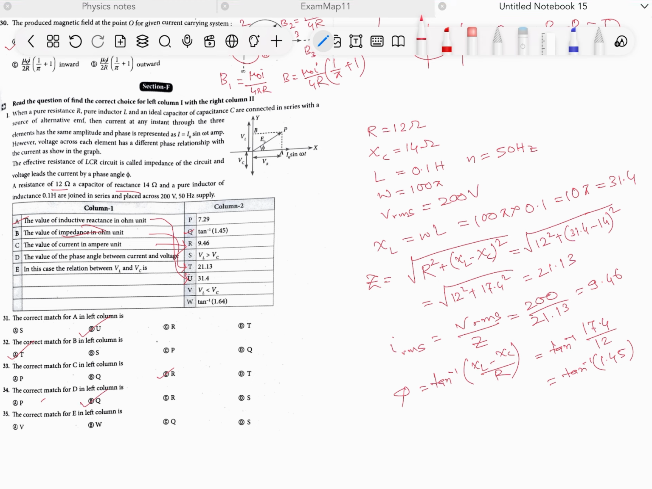Okay, now the last one, the relation between V_L and V_C. So basically X_L is greater than X_C, so obviously V_L is greater than V_C. So V_L will be greater than V_C, option S. So S is the right answer.